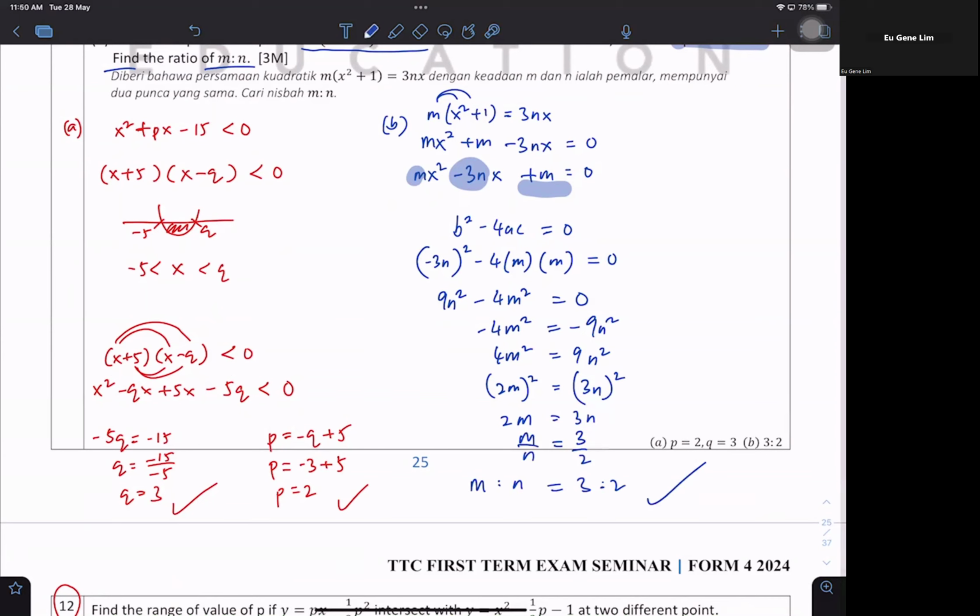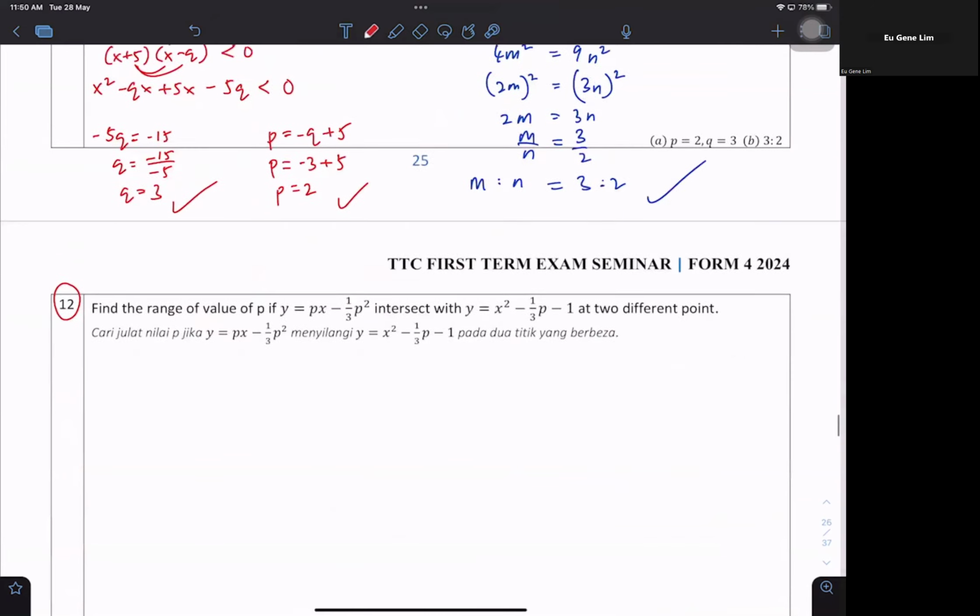Understand? Okay, good. That's how you find ratio. Remember, divide is ratio, over is ratio. Okay, continue. Like the next one, number 12.